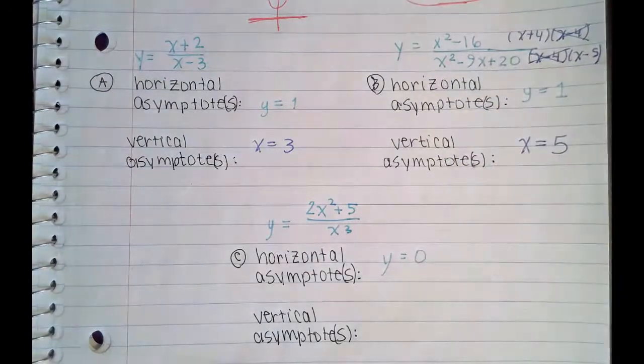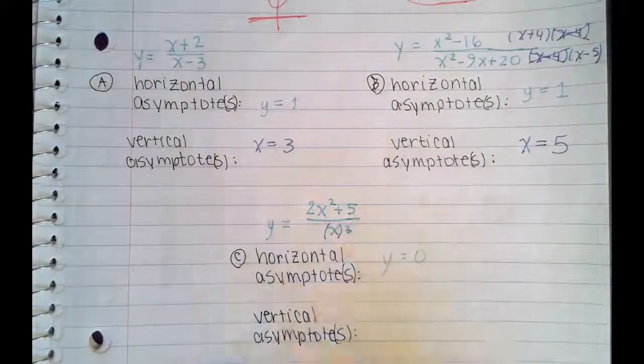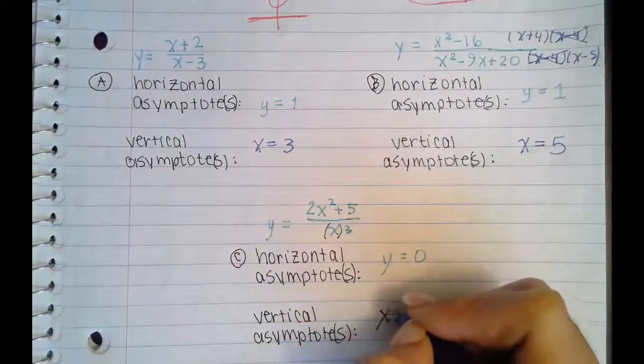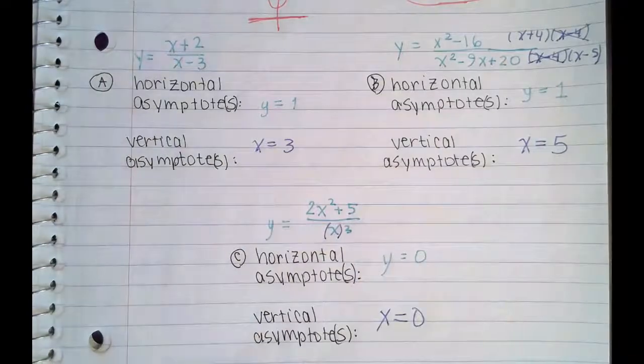And here, I just have plain old x to the third. My vertical asymptote is at x equals 0. Alright? So that's the end of our little crayon session on horizontal and vertical asymptotes.